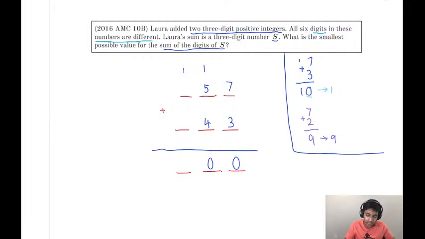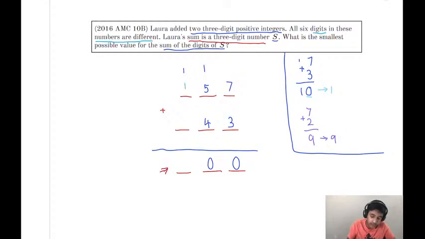But now, this time we can't carry, because our sum has to be a 3-digit number. So if we make a carry, then it will become a 4-digit number. So now at this point, we just want to minimize this digit. Make it as small as possible. So we just choose our 2 smallest numbers, which are just going to be 1 and 2.